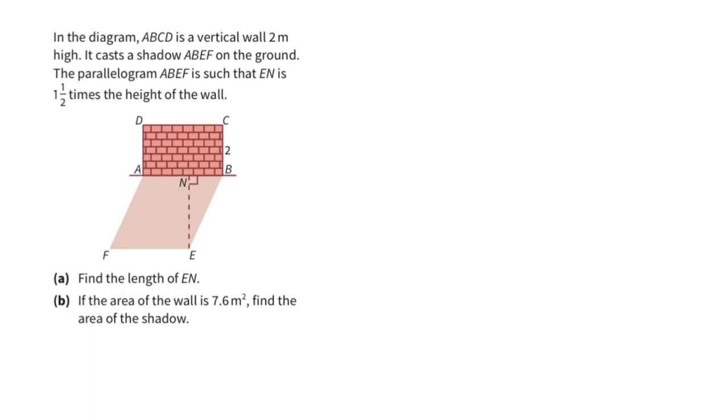This is important. It casts a shadow ABCD which is shaped like a parallelogram. And it is such that the length EN is 1.5 times the height of the wall, which is 2. So to translate it literally, the length EN is 1.5 times the height of the wall, which is 2 meters. So this will give me a value of 3 meters.